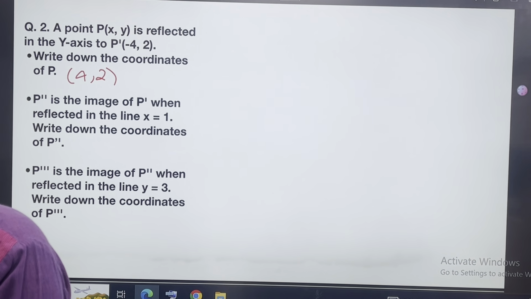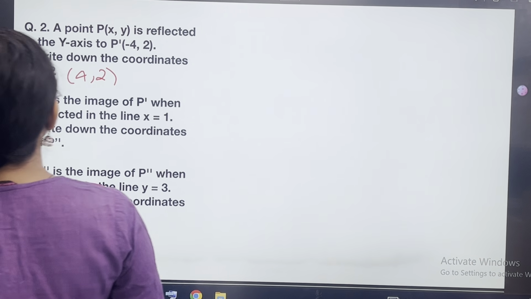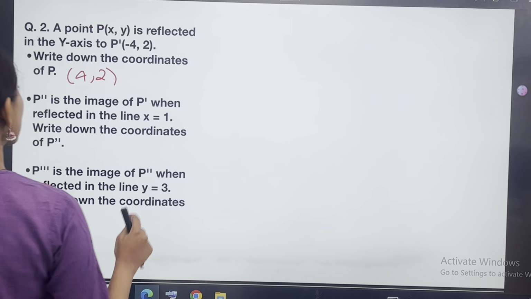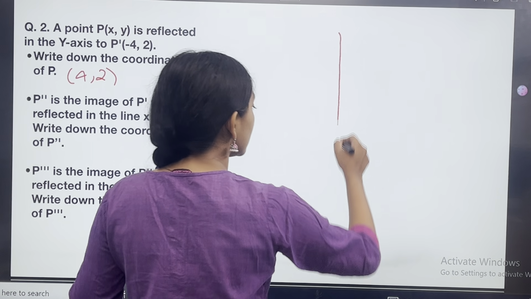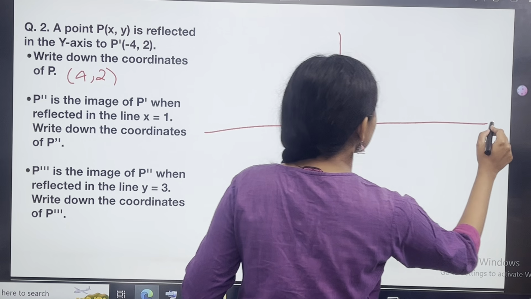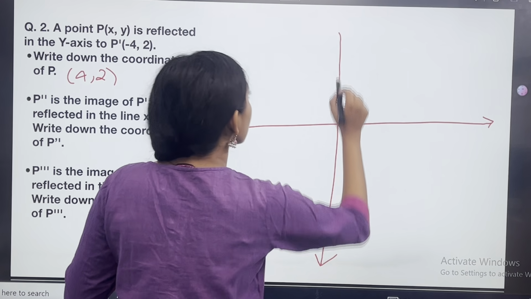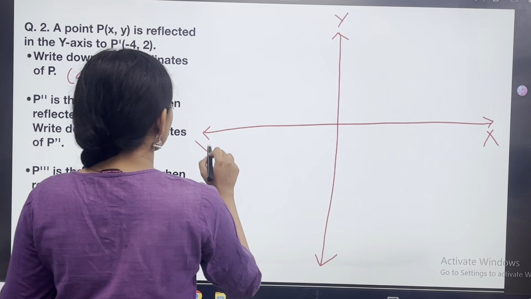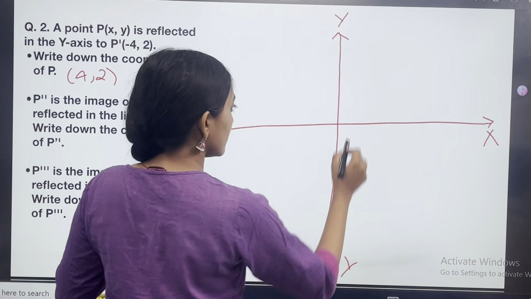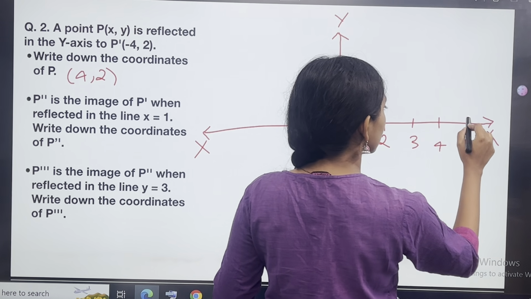Yeah, let us start. Okay, so P double dash is the image of P dash when reflected in the line x is equal to 1. Let us first draw the axis, and then we can start. So you have y-axis here, x-axis here. Please write it down along with me.